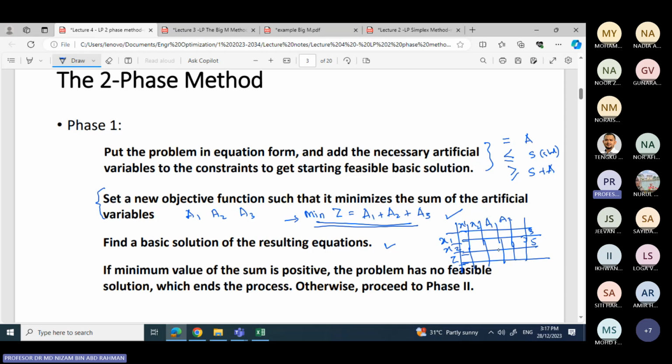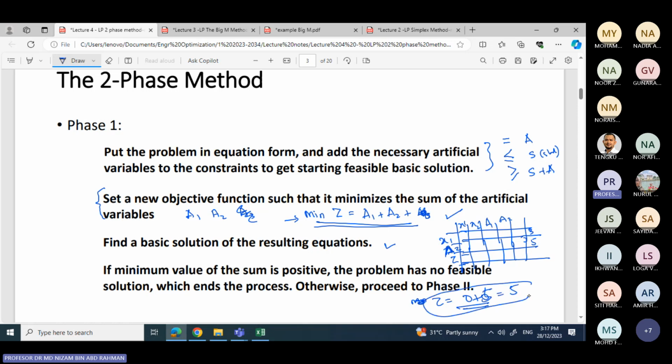If this is the case, then z equals, since a1 and a2 are not part of the solution, a1 and a2 equal 0, then z equals 0 plus 0, right? So basically the sum is not positive, it is 0. Then you proceed to phase number 2. But if, for example, A2 is part of the solution, then your Z becomes 0 plus 5, which equals 5.